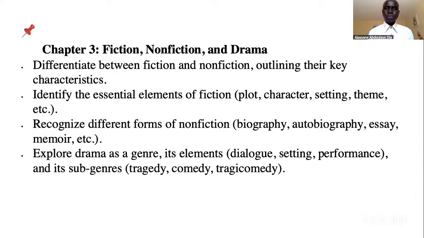And last, chapter 3 will introduce you to fiction. I told you, fiction will deal with novels, non-fiction like memoir, autobiography, essays, and last, drama. And here, you will be able to differentiate between fiction and non-fiction, outlining their key characteristics, identifying the essential elements of fiction, telling me what is a plot, it means in French, intrigue, a character, personnage, setting, theme, etc.